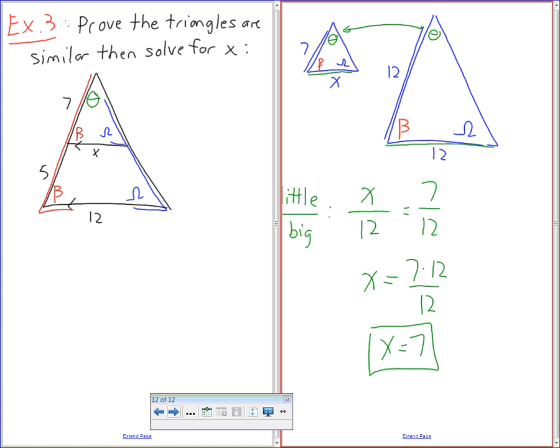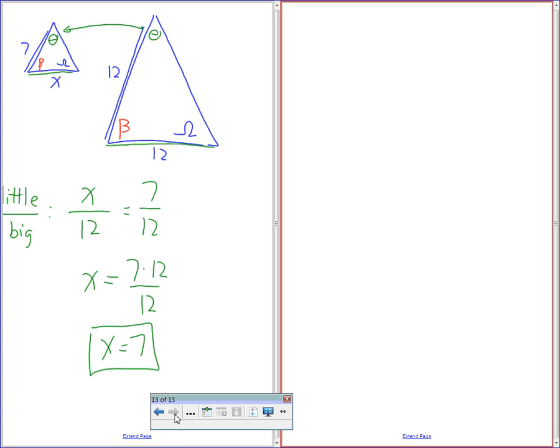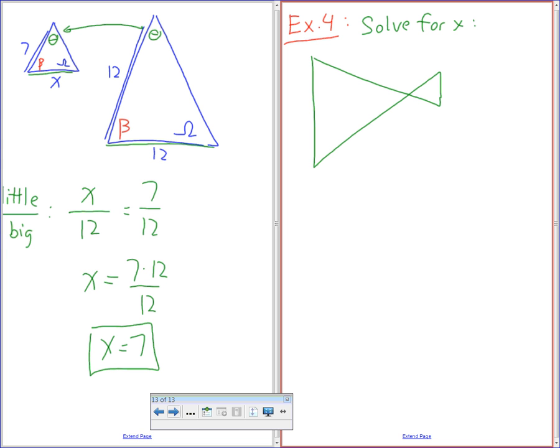All right, Example 4. Is this our last example? No. Solve for x. Let's do this one. X is going to be this one.